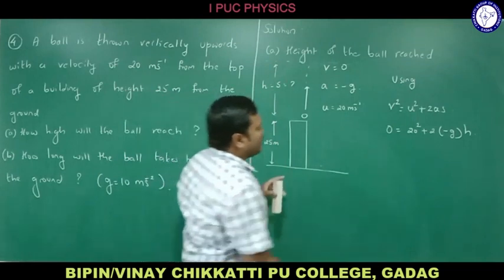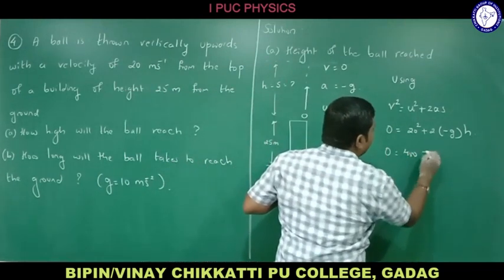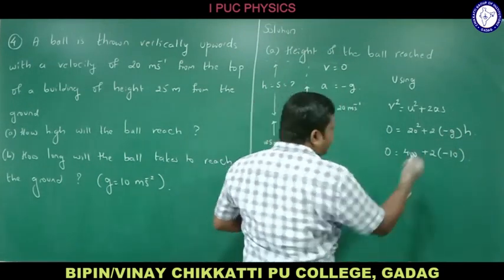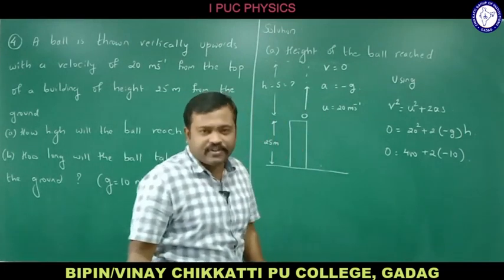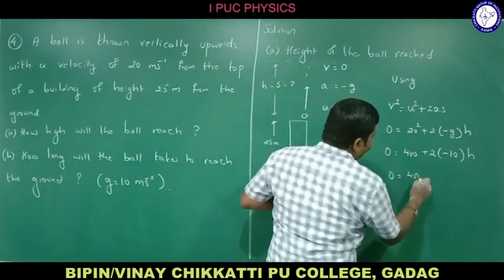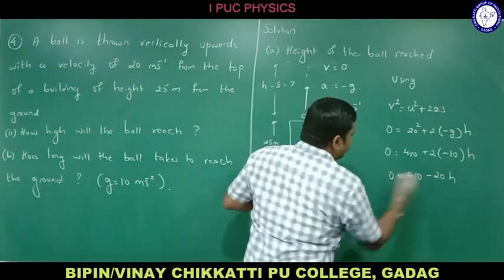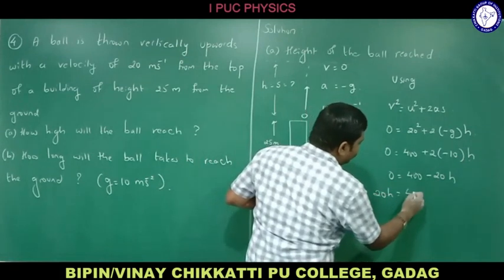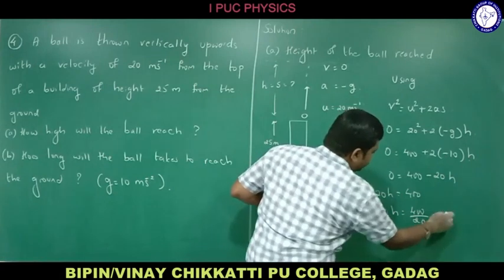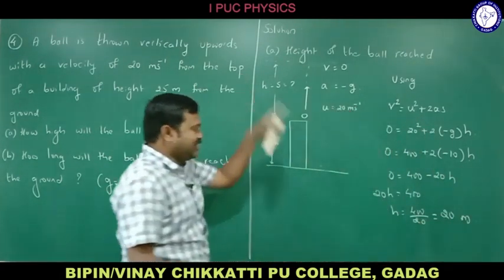Okay. Now let me calculate this. What do you get? 0 is equal to 400 plus 2 into minus 10. As 10 is given, let me substitute. Otherwise, I could have taken 9.8, right? Into h. So what do you get? 400 minus 20h, right? Let me bring the 20h this side. 20h is equal to 400. What is h equal to? 400 divided by 20. So you will get 20. 20 what? Meters, because height is in meters.